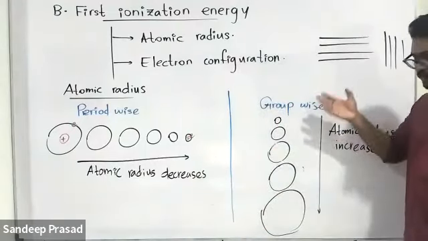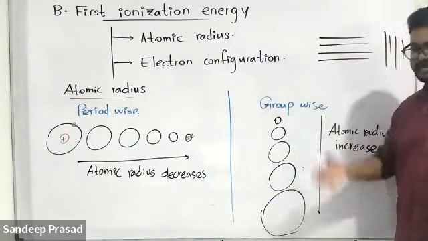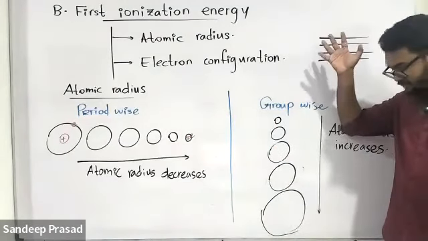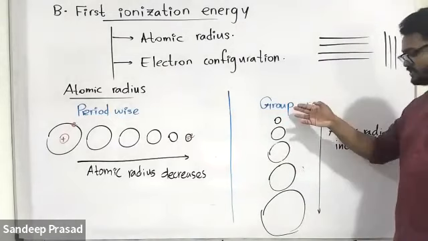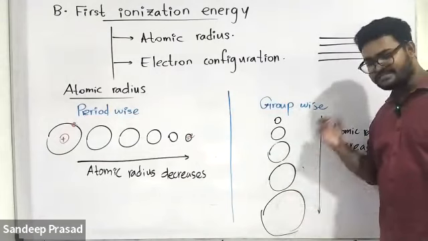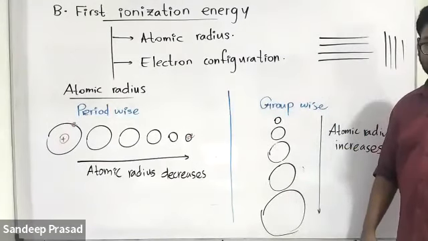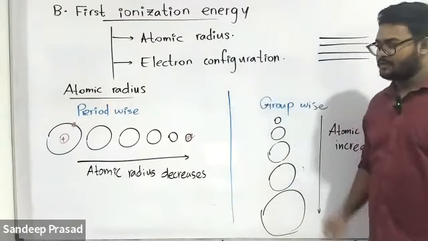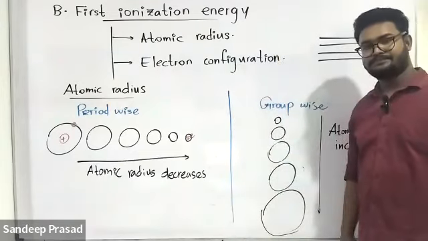Now tell me, group wise, what will happen to the ionization energy? Definitely, ionization energy will decrease because down the group, we can easily remove one electron from there, right? When the size is increasing, we can remove the electrons.